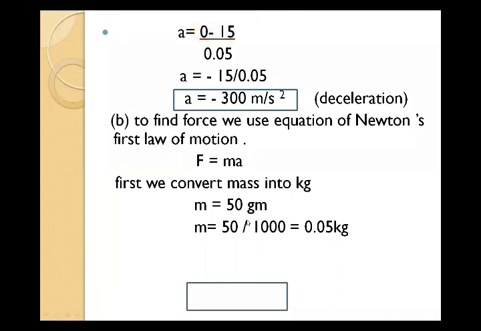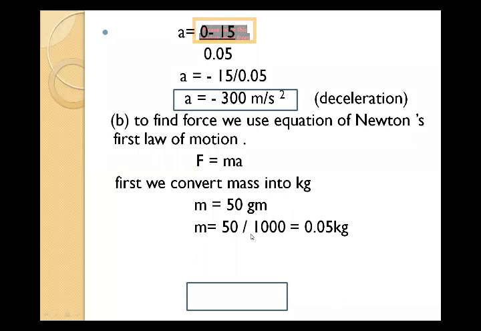I hope you understand why we are changing the unit, because we have to use the SI unit. Gram is not the SI unit of mass; the SI unit of mass is kilogram. So we change it. And as you know, 1 kilogram is equal to 1000 gram. So we divide 50 by 1000, and the answer is 0.05 kilogram.